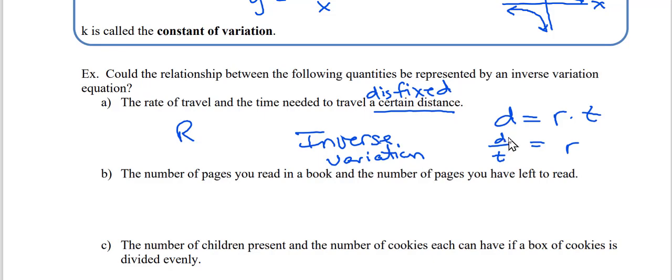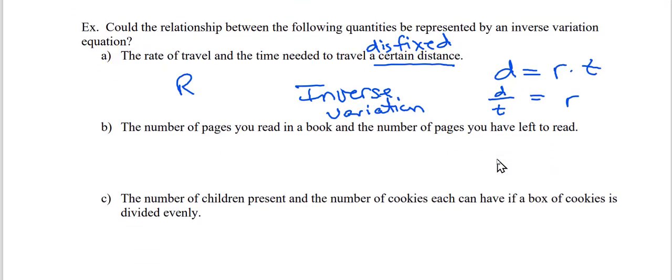Because d is a constant, r and t would both be variable, right? As r increases, as your rate increases, the more quickly you travel, the shorter the time to go, say, 100 miles. So that is inverse variation for sure.